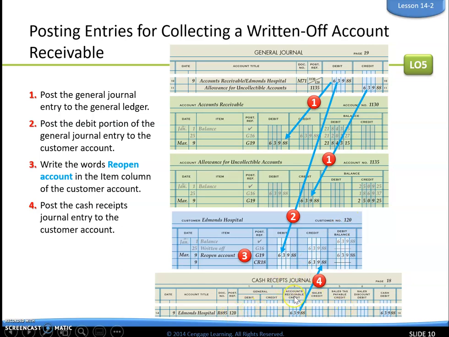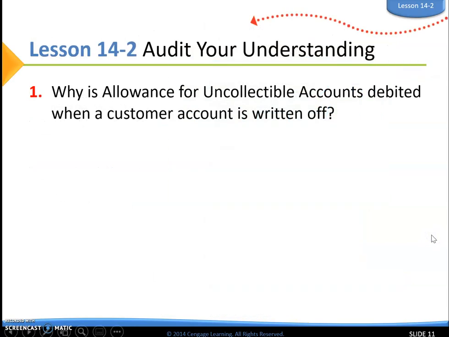We do not post the accounts receivable or the cash debit at this time. Remember, in our cash receipts journal, we don't post those numbers until we get to the end of the month or the end of the journal, and that's when we post the totals from those journals.